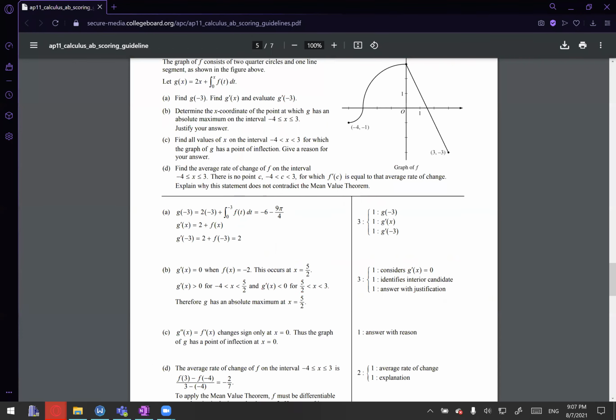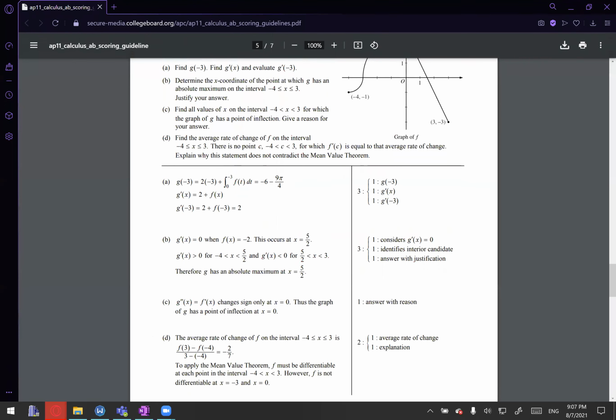Last one. They asked for the average rate of change. Average rate of change is our algebra version of slope from the 2 points that they gave us. So from -4 to 3, our average slope would be y2 minus y1 over x2 minus x1, or -2/7.